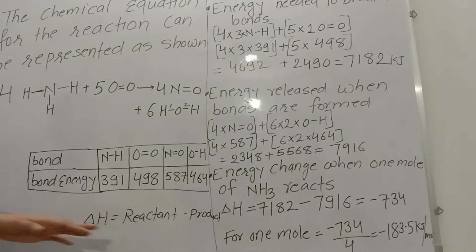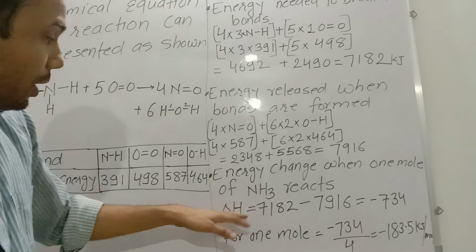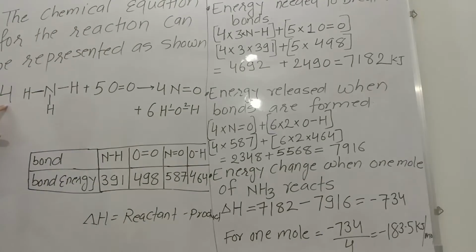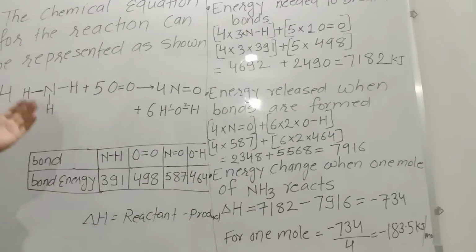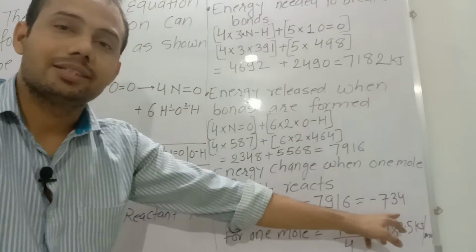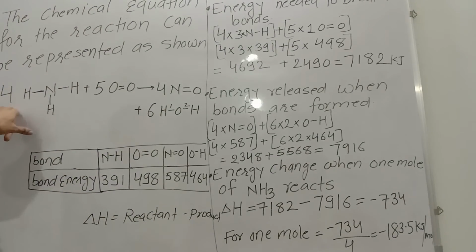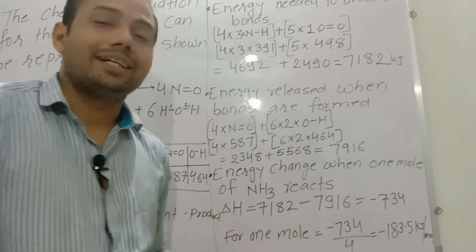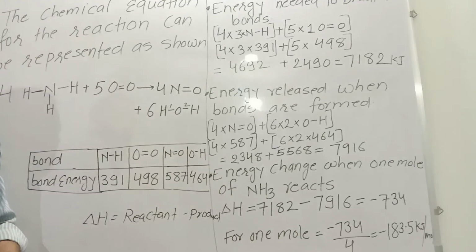And they are asking here, we have to find out delta H only for 1 mole. We have calculated this for 4 mole, because see here it is written 4 mole. So they are asking only for 1 mole of ammonia. So that's why we have divided this minus 734 divided by 4. 4 is the coefficient of ammonia, and we will get here the value minus 183.5 kilojoule per mole. Okay, so thank you so much.